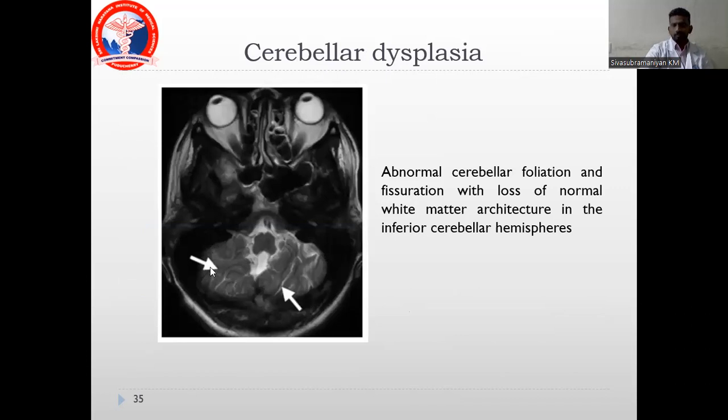You can see the normal morphotexture of the cerebellum itself is altered. You remember the onion peel appearance that we saw on the T2 axial image initially, and you can see how abnormal this cerebellar foliation is, and you have an abnormal fissuration also.